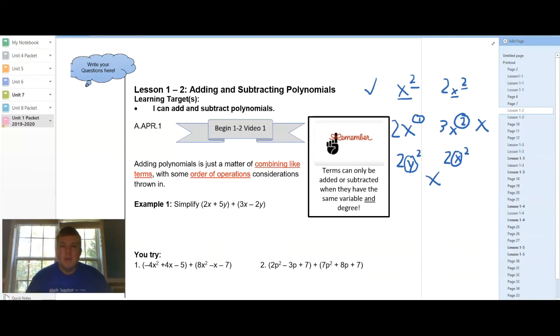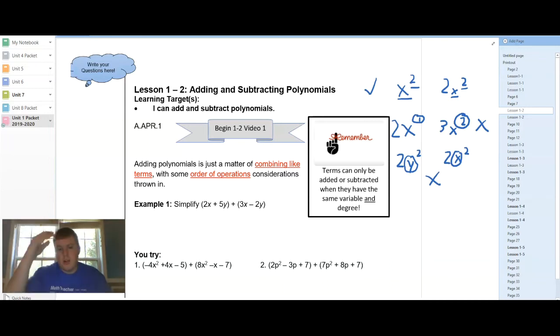Now, one thing that I would recommend you guys do until you get more comfortable with this is to do something to designate your like terms together, whether that's using colored pencils to highlight the ones that all match, or if you don't have colored pencils and you're using a regular pencil, you might draw a circle around all of one set, a square around all of another.